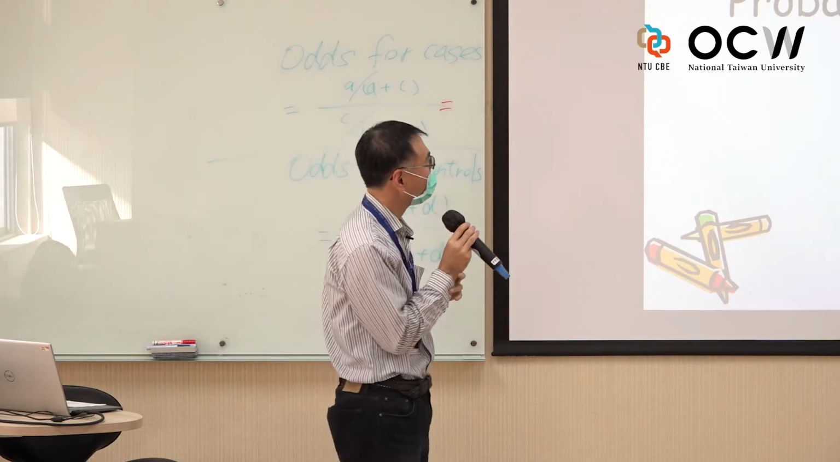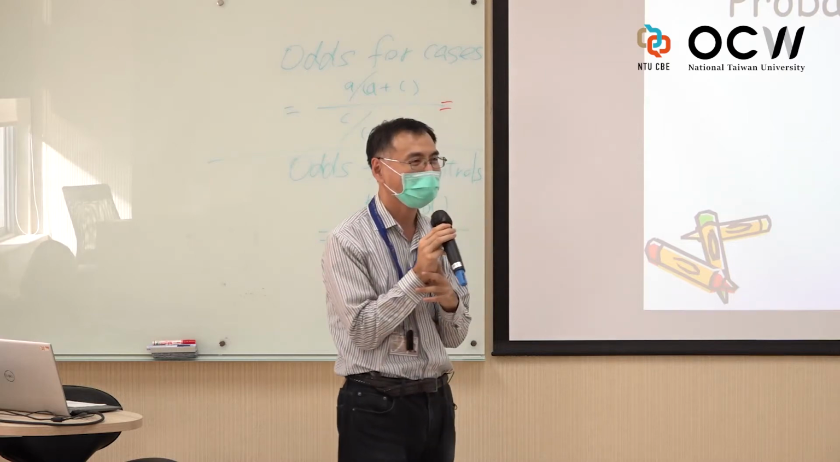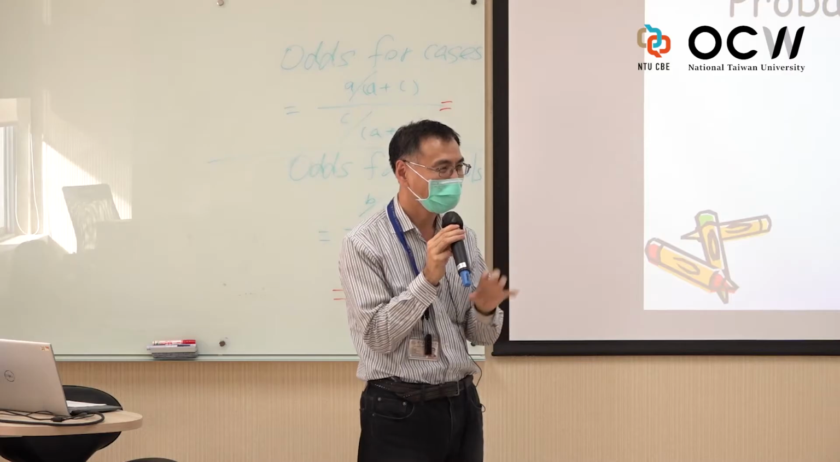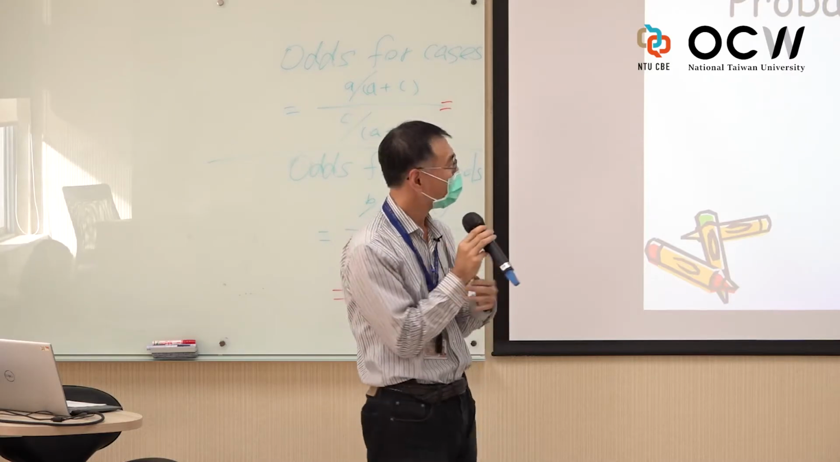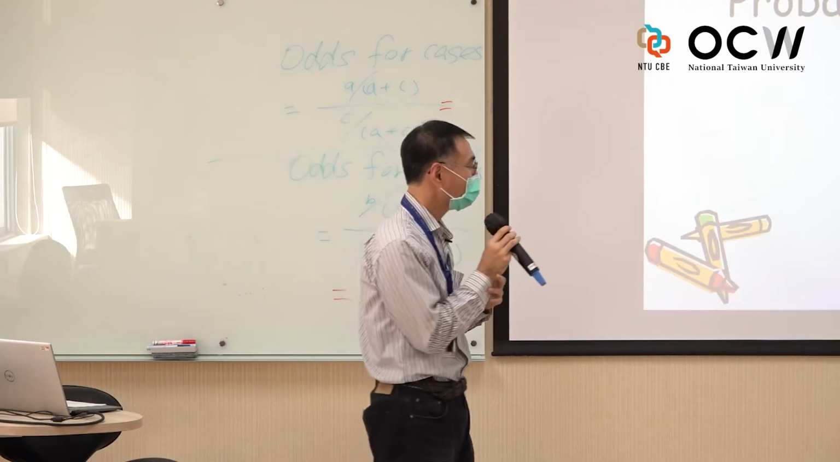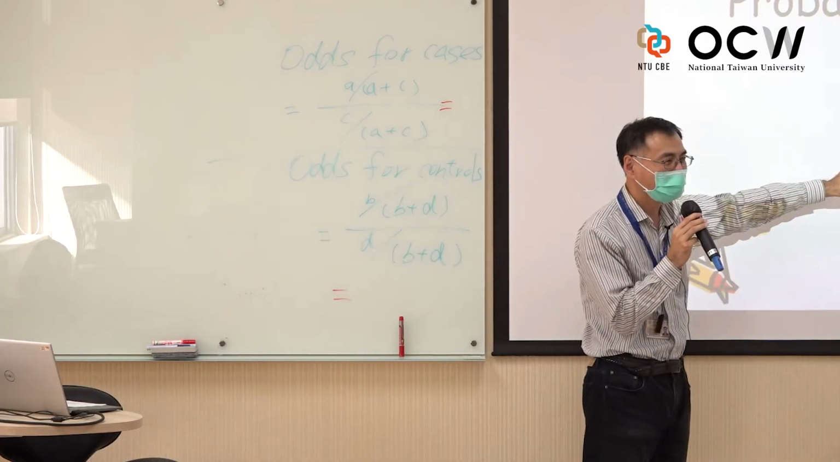Like if we want to calculate the probability or proportion of men in the classroom, men has to be part of all the people in the classroom, right? So that's how we calculate the probability or proportion. But for ratio, it's the same. The calculation is the same.